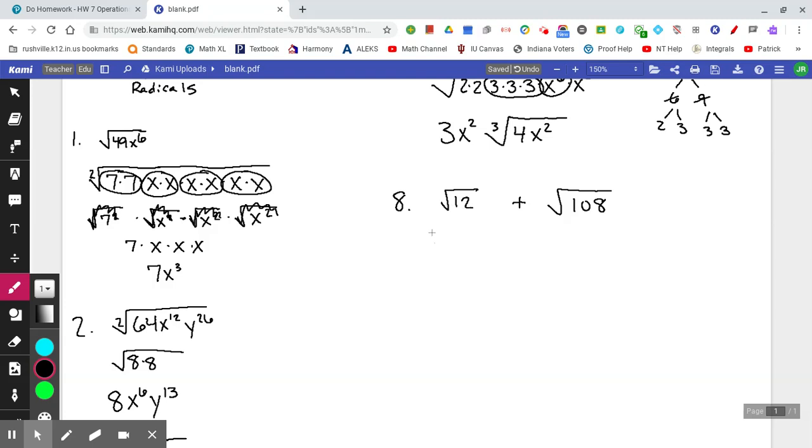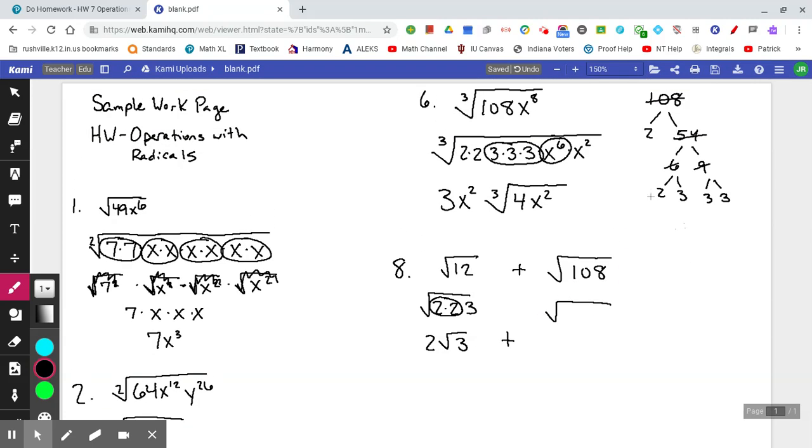So the square root of 12, I can rewrite as the square root of 2 times 2 times 3. There's a group of two 2s, and the index is 2, so this is the same thing as 2 square root of 3, plus the square root of 108. Well, that's convenient. I don't know if it will be for you, but mine's the same as my number 6, so I already have the breakdown.